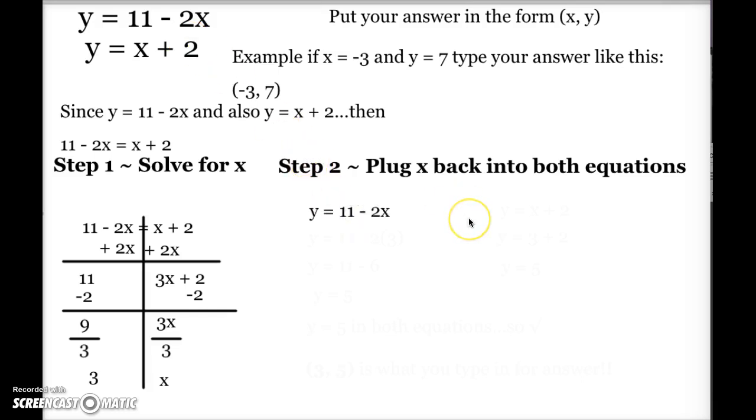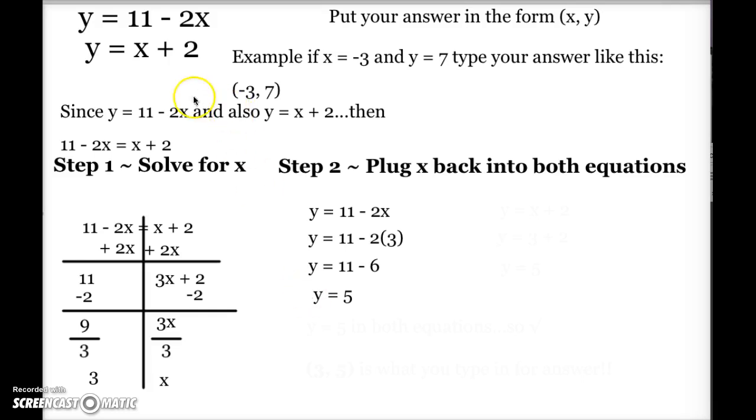So when I do that, I write the equation out. The next step is replace x with a positive 3. So I have y is equal to 11 minus 2 times 3. The next step is just like order of operations. I have to multiply 2 times 3 because that comes before subtracting. And I get y is equal to 11 minus 6. And if I solve that side of the equation, I get y is equal to 5.